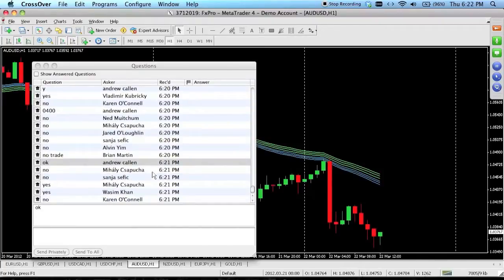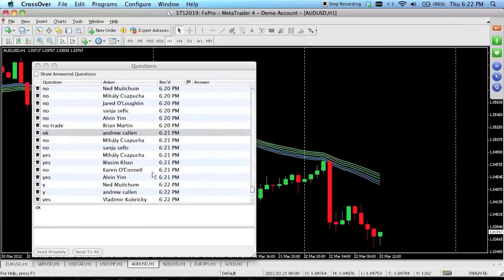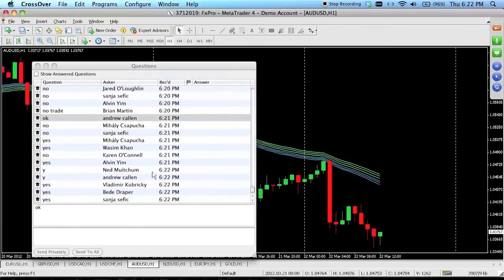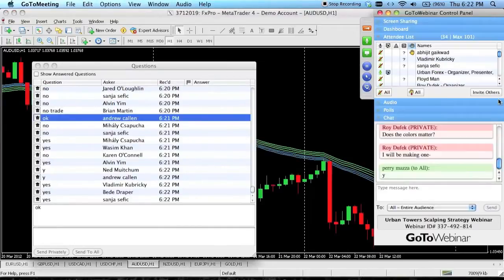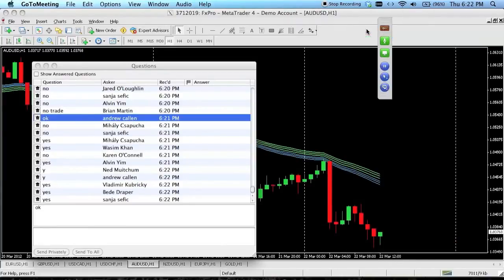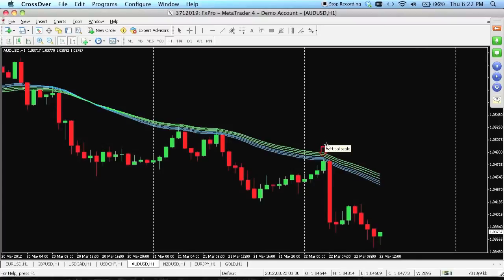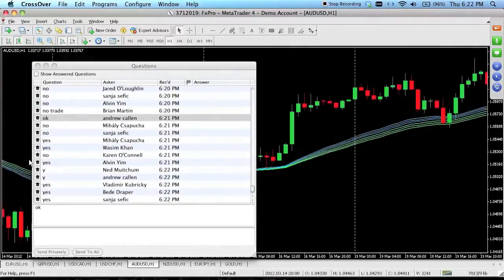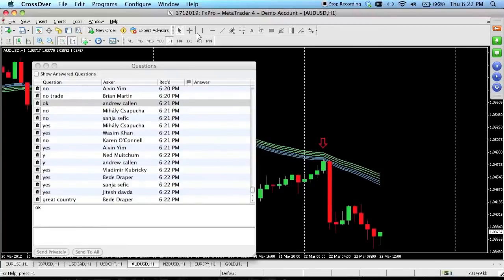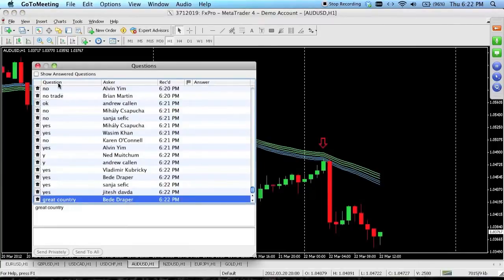Yes, yes, no. Yes, yes, yes. Okay, good. Those of you who said yes, very, very good. Let's take a look at this. We have a very beautiful trade on Aussie dollar that happened today. And Perry says yes also. Even our organizer is excited now. Okay, great. Let's take a look at this now. Right here is where we have our first touch. Beat Beat says great country. Yes, okay, well, so we'll work on the great country's currency pair right now.